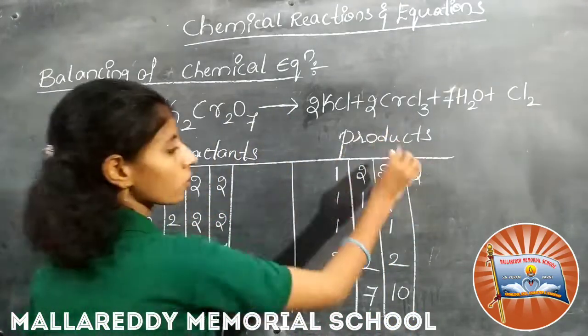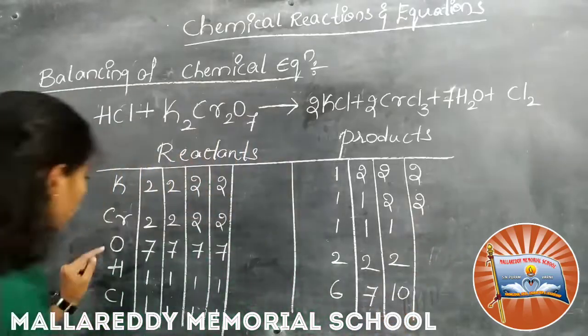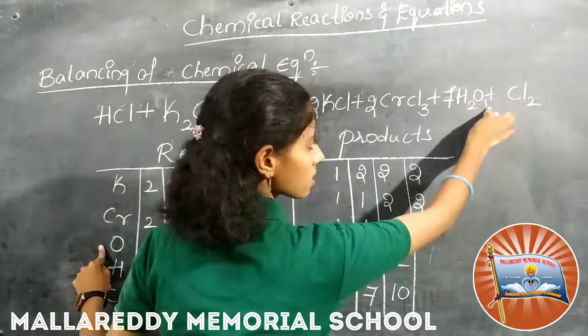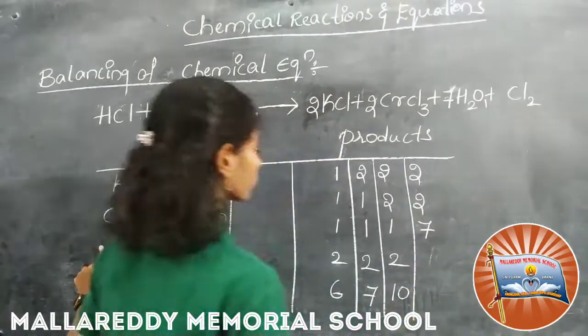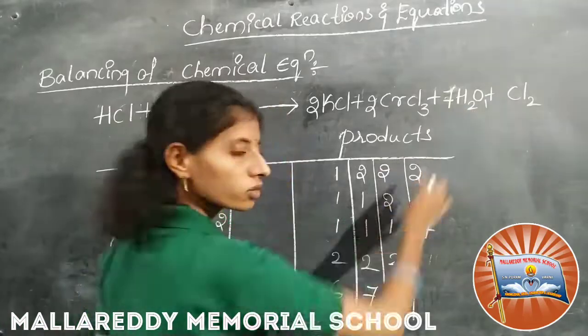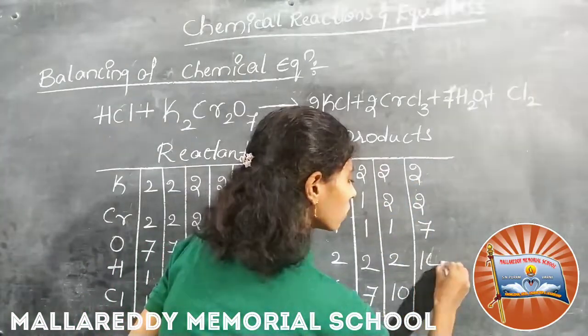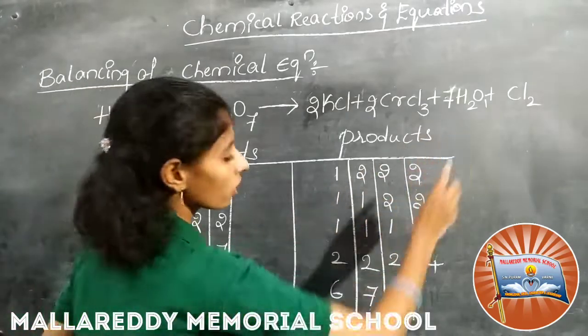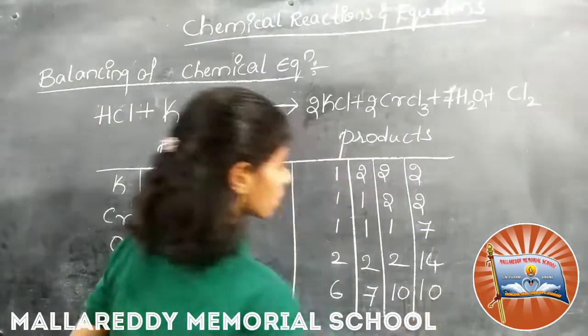Cr, chromium, that is also 2. Oxygens, it is increased, so 7 ones are 7. Now hydrogens, 7 twos are 14, so it is changed now to 14. Finally chlorines, we are not changing anything, so this remains as 10 only.